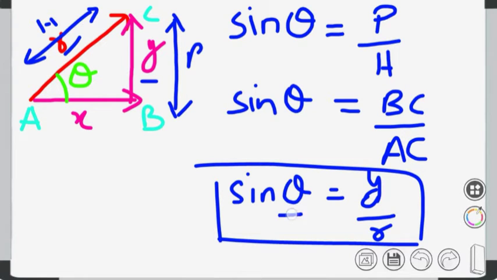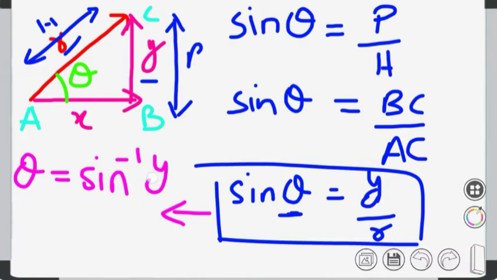Now to calculate this theta, you can use the formula theta is equals to sine inverse y over r.